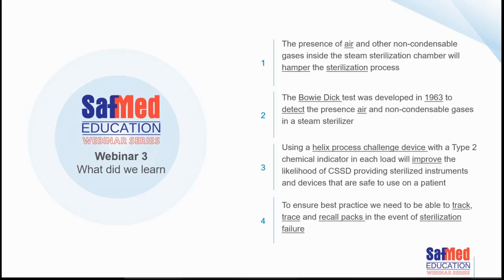We also learned that using a helix process challenge device with a type 2 chemical indicator in each load will improve the likelihood of CSSD providing sterilized instruments and devices that are safe to use on a patient. Remembering, of course, that the helix will test whether steam was removed, whether air was removed and steam was able to penetrate into porous loads, as well as down the lumens of Yankauer suctions or laparoscopic instruments, for example. We also learned that to ensure best practice, we need to be able to track, trace, and recall packs in the event of sterilization failures.